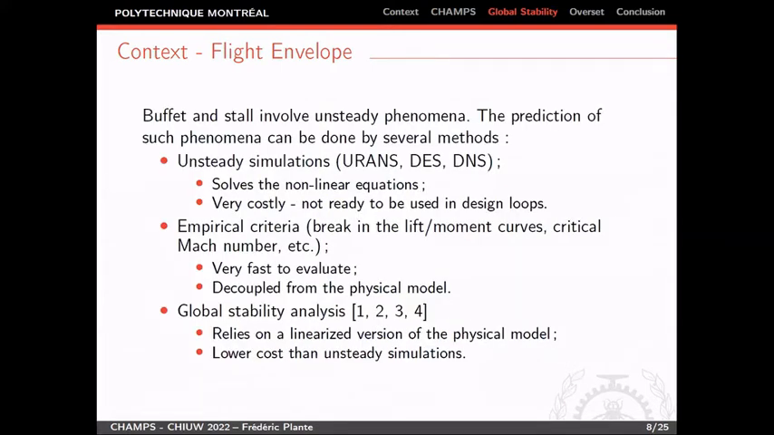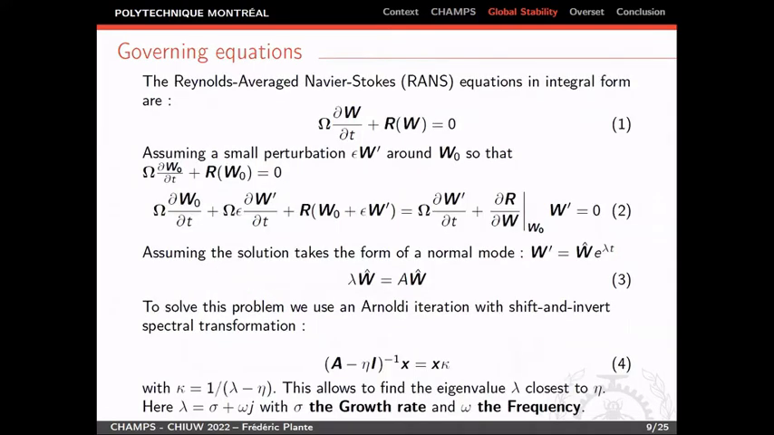However, these boundaries involve unsteady effects, and carrying out unsteady simulation is still too costly for engineering applications. So in this context, we propose to use a global stability analysis, which only relies on a linearized version of the physical model and has a lower cost than unsteady simulation, but allows us to predict the bifurcation toward an unsteady flow. And now we'll look in more detail at how this is implemented.